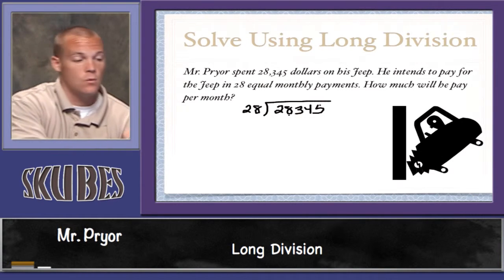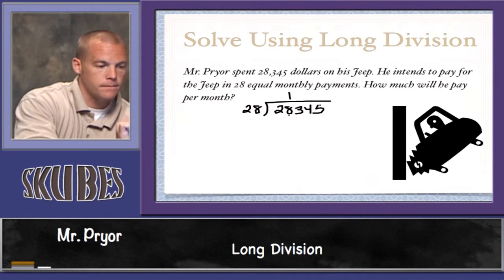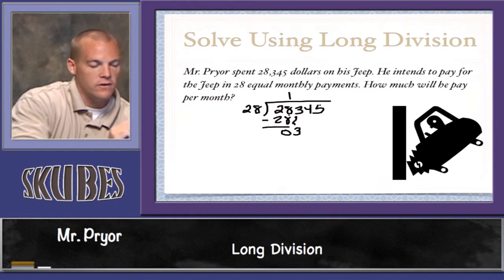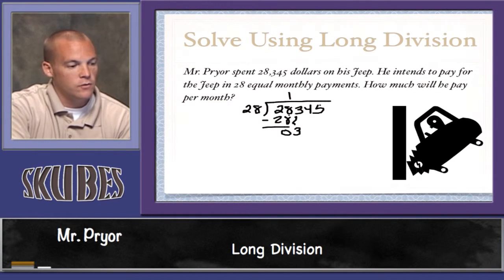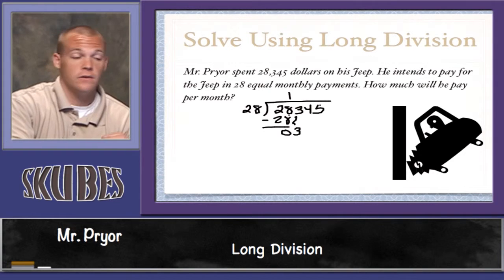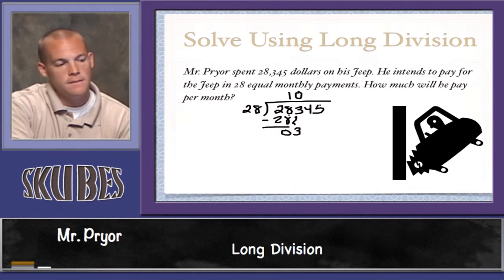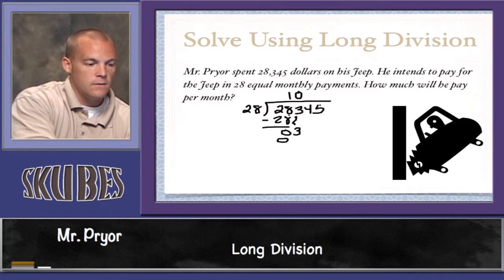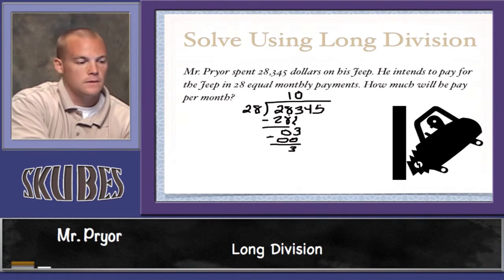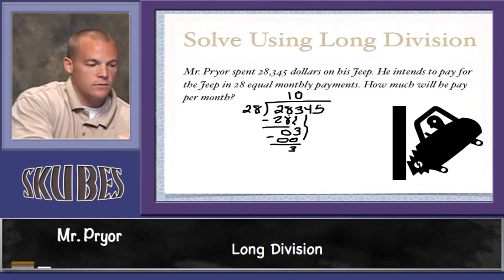28 goes into itself one time. So 1 times 28 is going to be 28, and we subtract and we get 0. We're going to bring down the 3, which is our next value. 28 cannot go into 3, so it goes in 0 times, so we hold that place with a 0 above the 3. When we multiply, we get 0. Subtract there, and you get 3. Bring down the next value, which is 4.